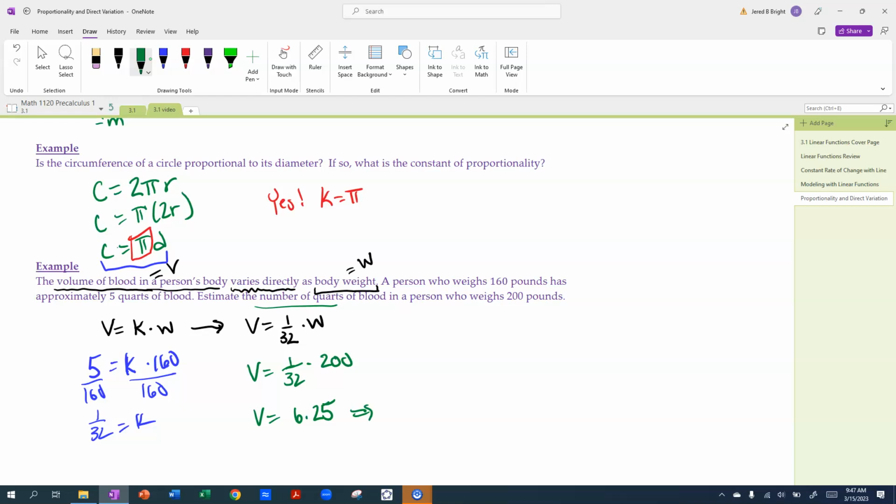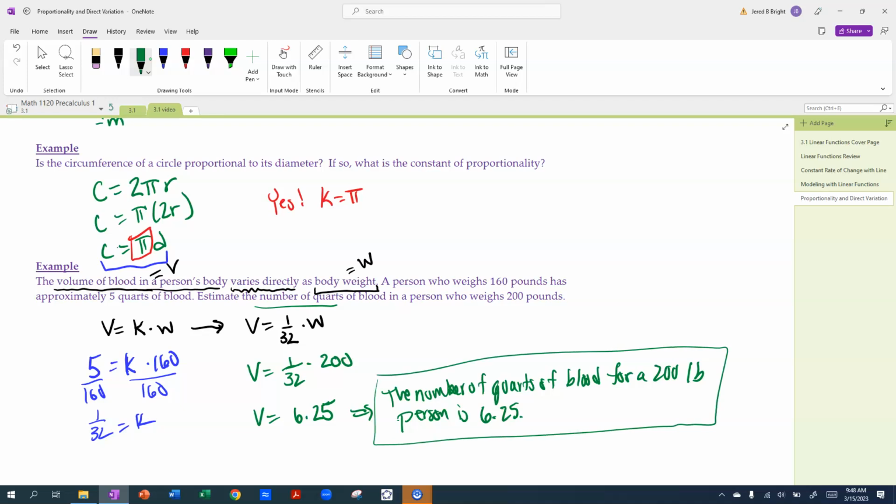So I'm going to say that the number of quarts of blood for a 200-pound person is 6.25. I already have quarts defined in there, so that's enough. All right, there we go.